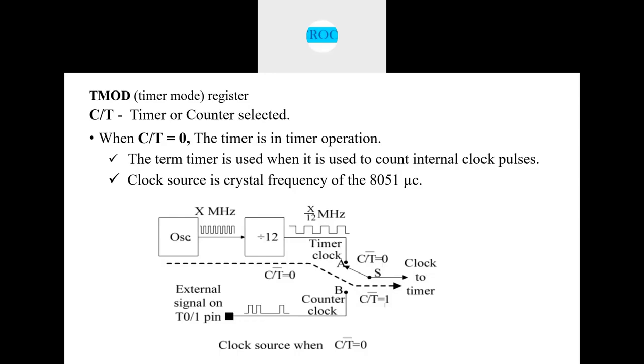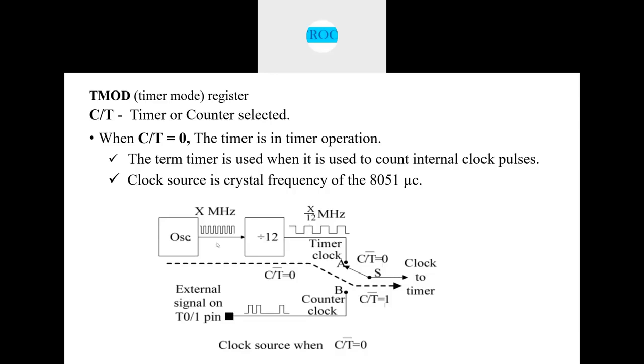If the C/T bit is 0, it means that the timer is in timer mode. The timer is in timer operation, and the clock source is the crystal frequency of the 8051 microcontroller, and it will count the internal clock pulses there, right?